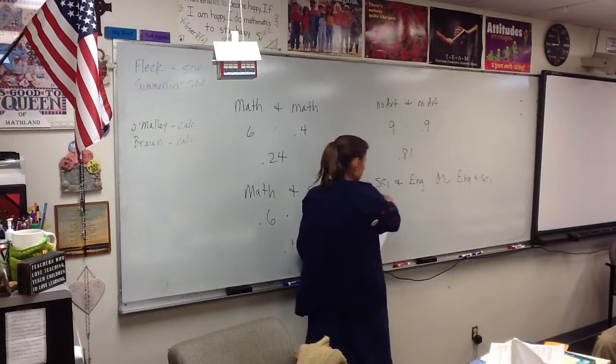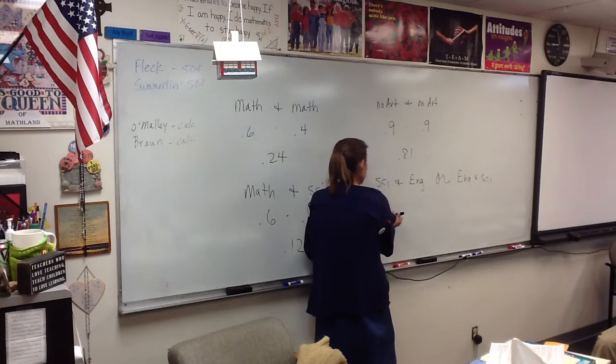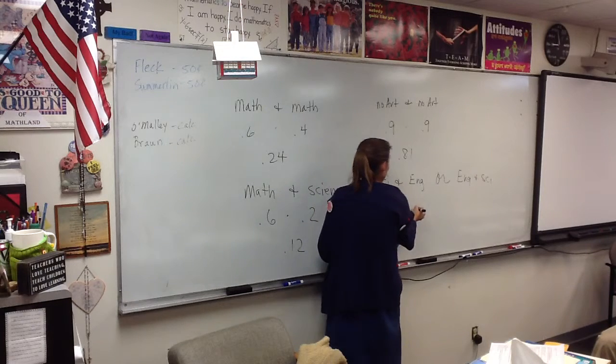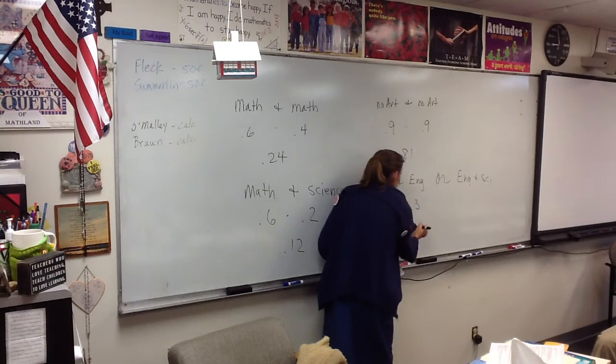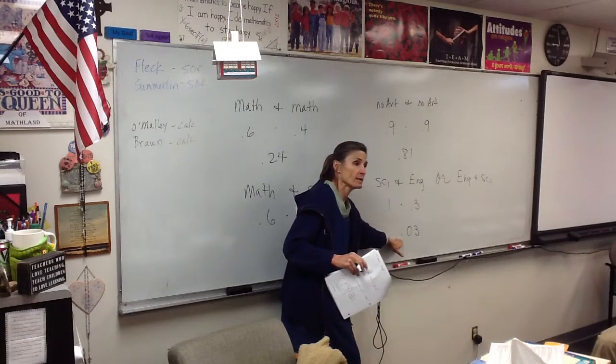Now let's do this one first. Science would be, I'm looking at class 1. Science is 0.1, and English from class 2, so that would be 0.03. Science and English would be 0.03.